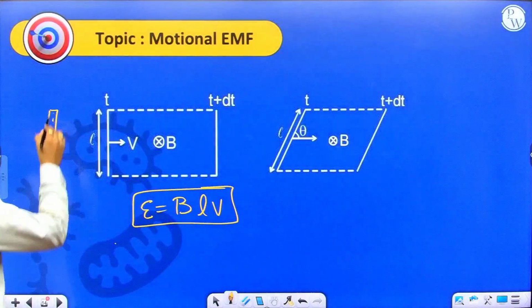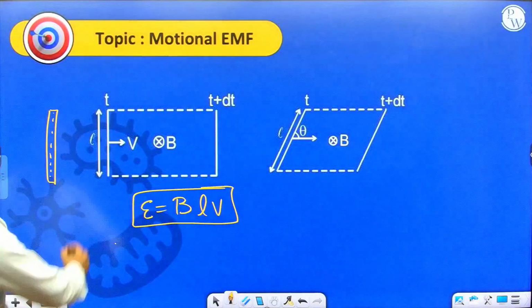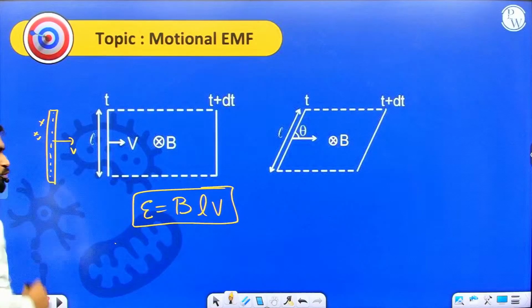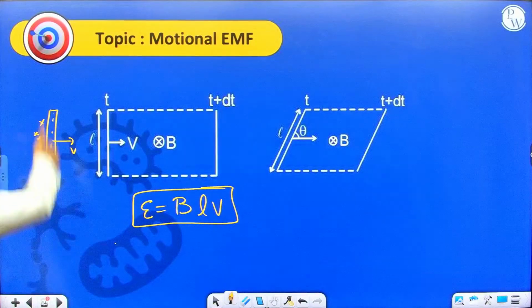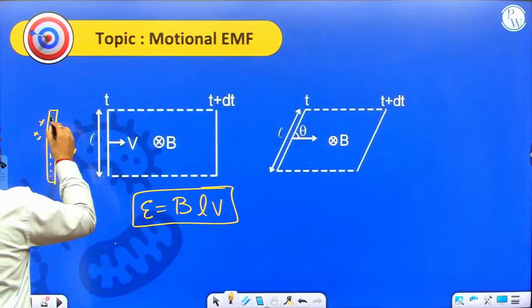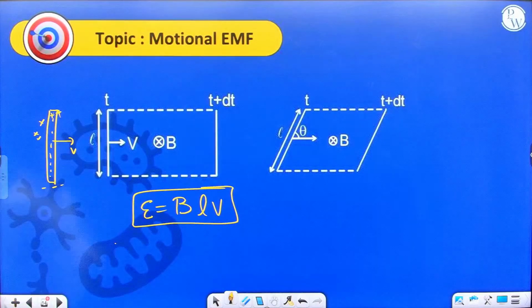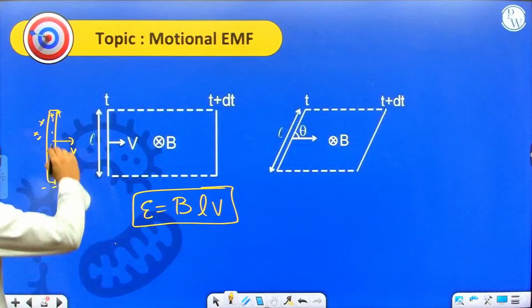Many charges are there in the metallic rod, and it is moving like this in the magnetic field. So it's going to experience the force v cross B, which will be upwards. So I say that the positive charge deposits at the top, the negative charge deposits at the bottom, opposite way.